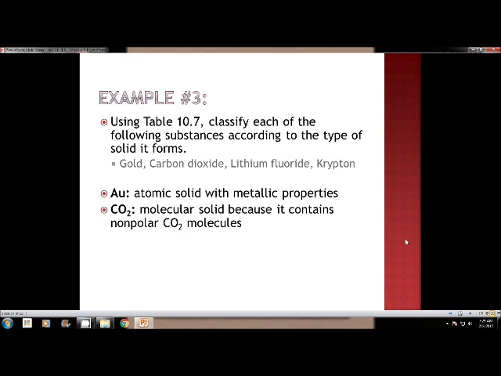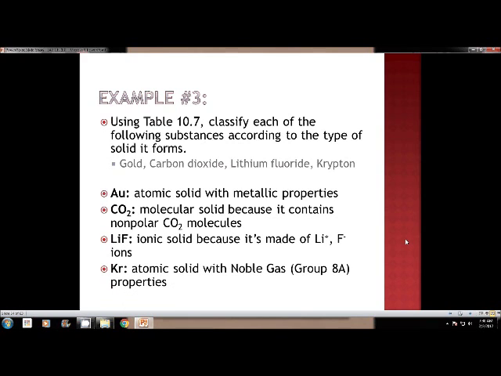Next, carbon dioxide is a molecular or covalently bonded solid because it contains the nonpolar CO2 molecules. The lithium fluoride contains ions because it's made of the lithium ion and the fluoride ion, so that would be ionic. It's a metal with a nonmetal. And the last one is krypton. This would be an atomic solid with the noble gas properties, which is group 8A in the summary table. So that's how you could classify those.